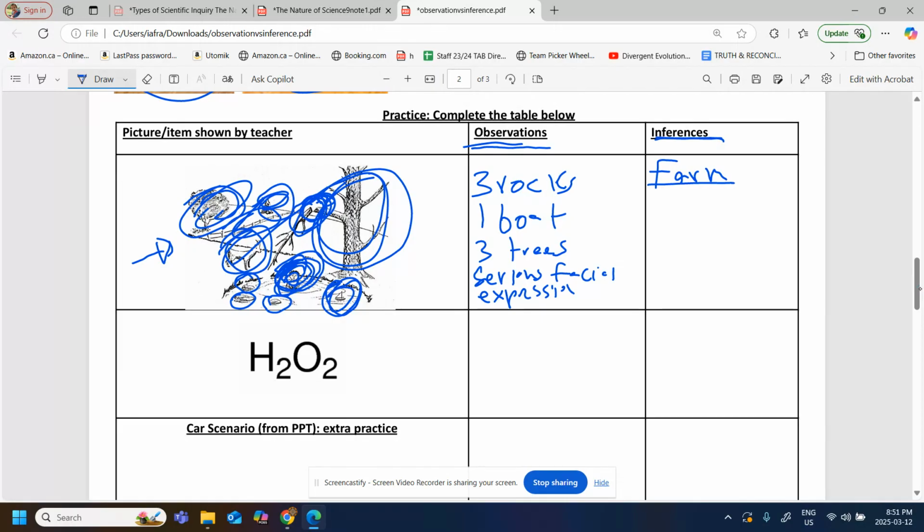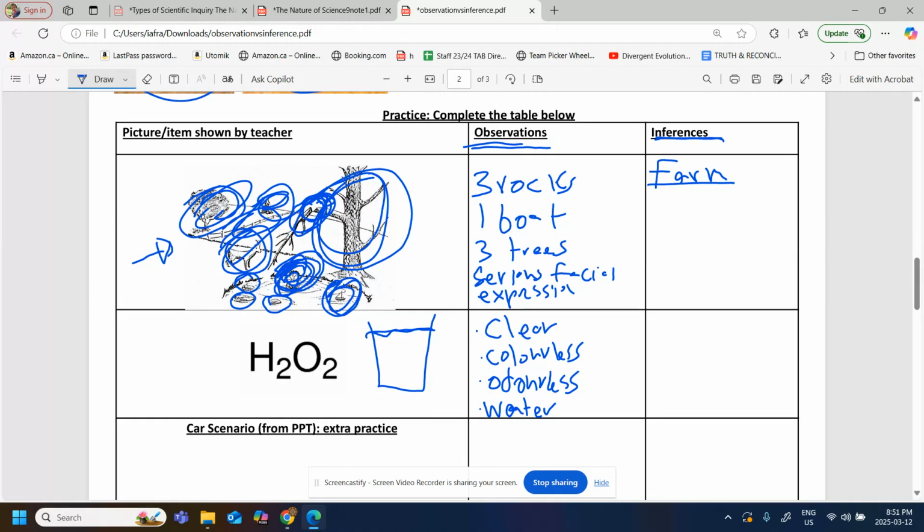Now, if you were in class, you were shown a beaker with a liquid on the inside. And so some observations that were made was that it was a clear liquid. It was colorless. Some students passed it around and smelled it, and they realized there was no odor to it. It was odorless. No one tasted it, of course, because you don't taste substances in the lab. And then some students said it was water as their observation.